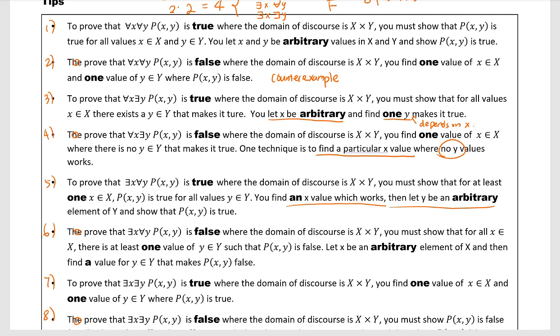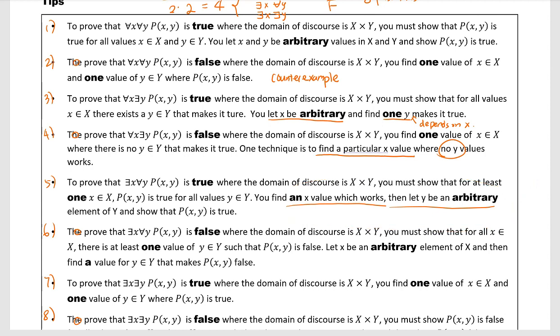Do you see the difference between this guy and this guy? That guy is for each x value. So this guy, for each x value, we can find a y, and the y might change. We can have different y. Okay? However, this guy, you're looking for one x value, and it works for all. Okay?